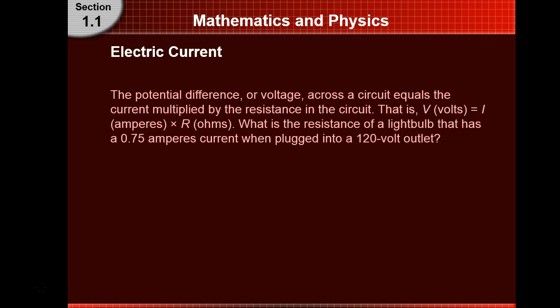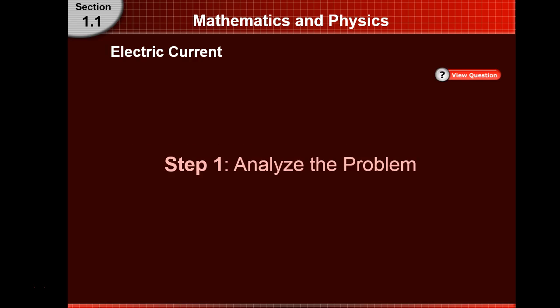So if we're looking at electric current, the potential difference, which is the voltage across a circuit, equals the current multiplied by the resistance in the circuit. That is, volts equals I, which stands for amperes, times R, the ohms. What is the resistance of a light bulb that has a 0.75 amperes current when plugged into a 120 volt outlet? So what we're looking at is how do we solve this problem?